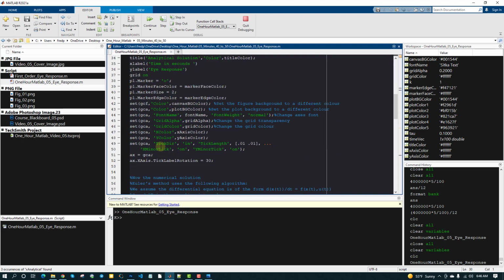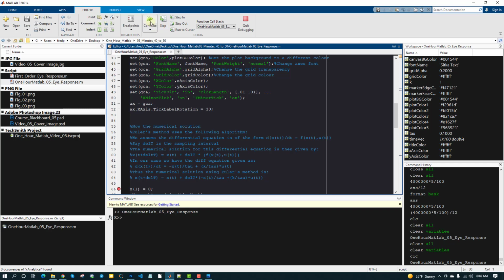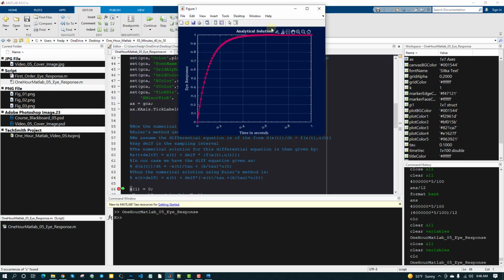The rest of it is actually plotting stuff. So let me just plot it. This is the time vector and eye response.